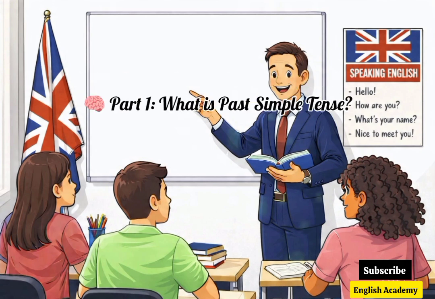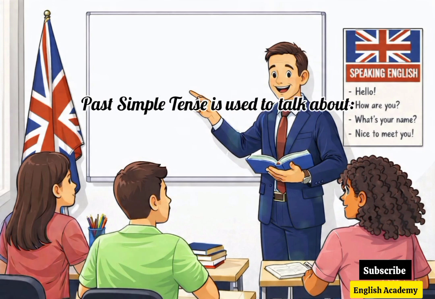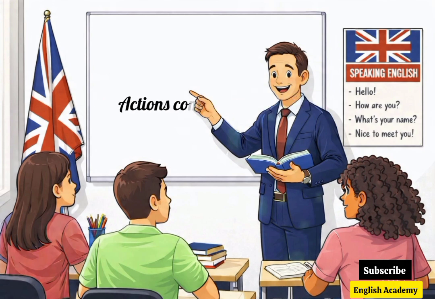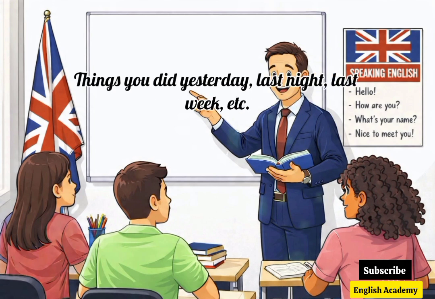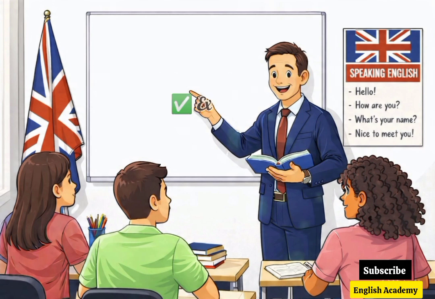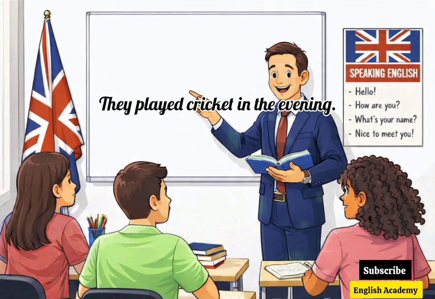Part 1. What is past simple tense? Past simple tense is used to talk about actions completed in the past. Things you did yesterday, last night, last week, etc. Examples: I woke up early yesterday. She went to school yesterday. They played cricket in the evening.